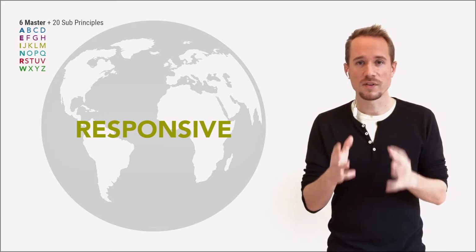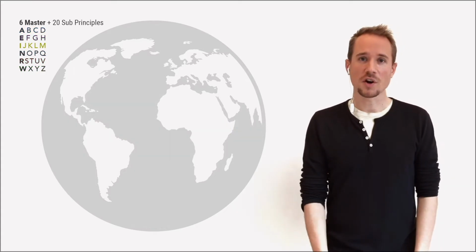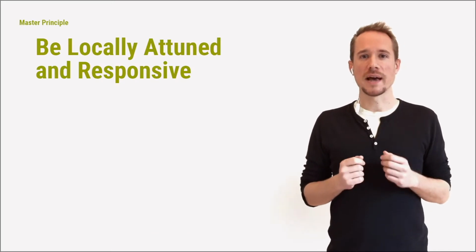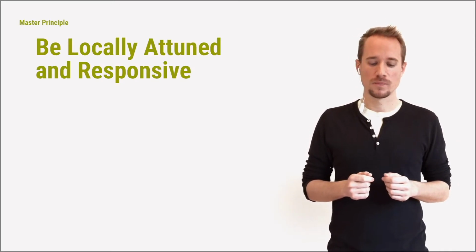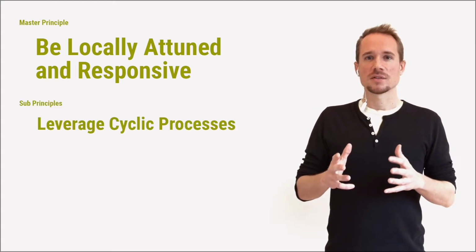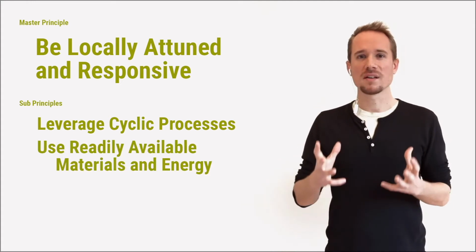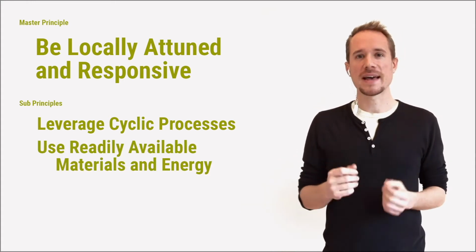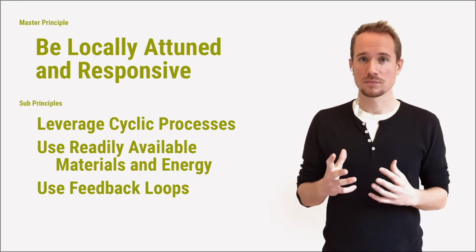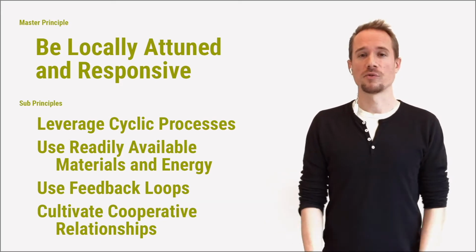In this video, we're going to be talking about 5 principles, starting with the master principle, be locally attuned and responsive. And 4 sub-principles: leverage cyclic processes, use readily available materials and energy, use feedback loops, and cultivate cooperative relationships.